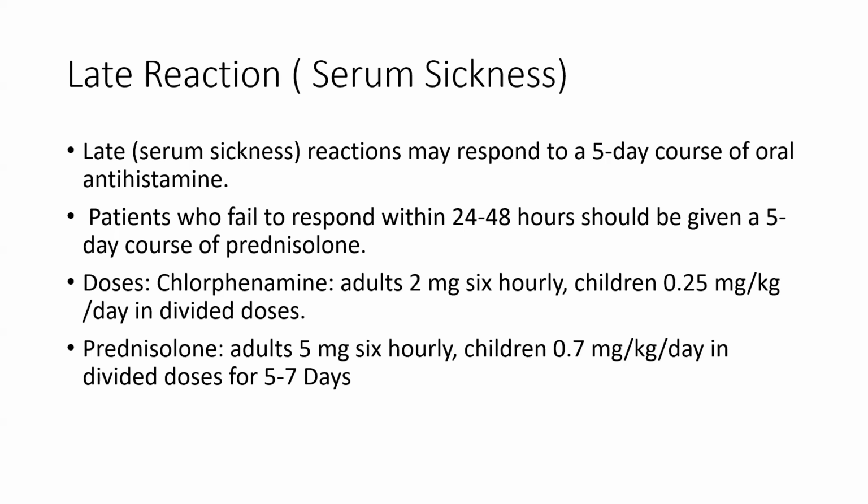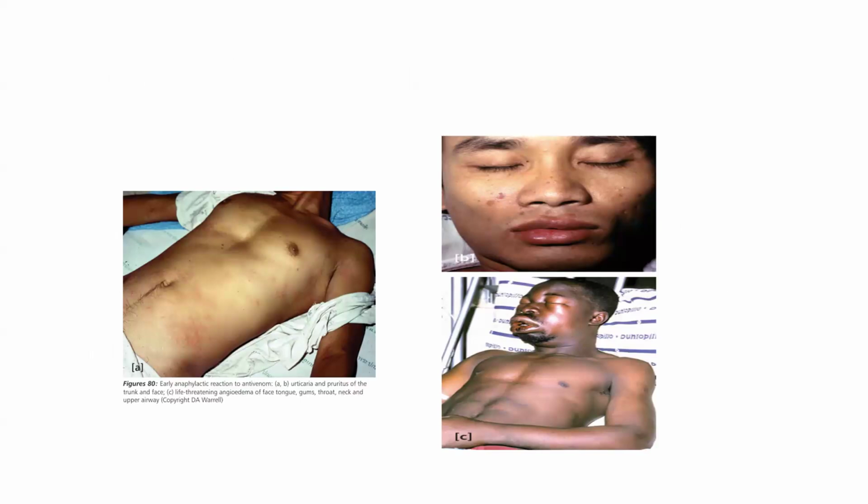Now the doses: chloramphenicol, adult 2 mg 6 hourly and children 0.25 mg per kg per day in divided doses. Prednisolone dose: adult is 5 mg 6 hourly, children 0.75 mg per kg per day in divided doses for 5 to 7 days. Now this is picture 1, representative of early anaphylactic reaction to antivenom, that is urticaria and pruritus of the trunk. Then picture 2 is representative of the angioedema of the face, tongue, gum, throat, and neck, and upper airway.